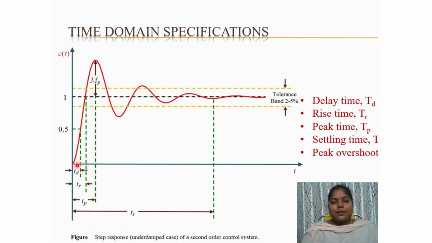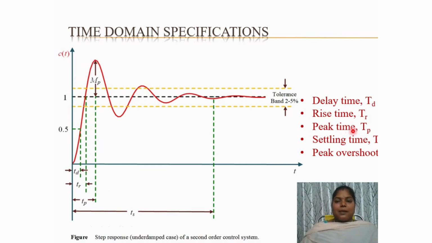Delay time is the time taken by the response to reach 50% of the final value. That is delay time. Rise time is the time taken by the response to reach 0 to 100% of the final value. That is rise time. Peak time is the time taken by the response to reach the maximum value or a peak value.